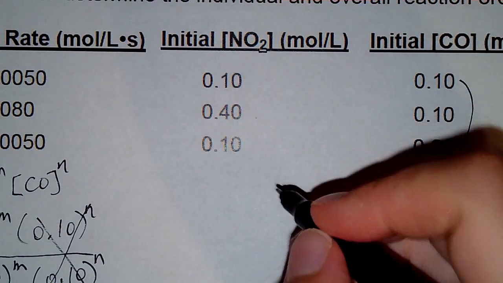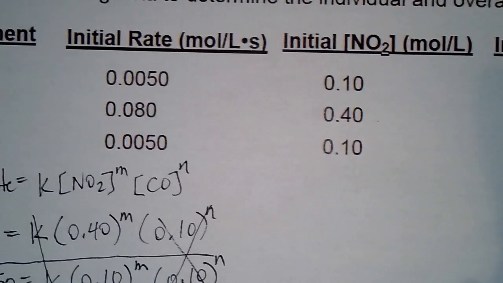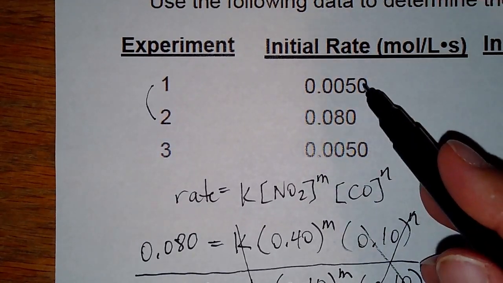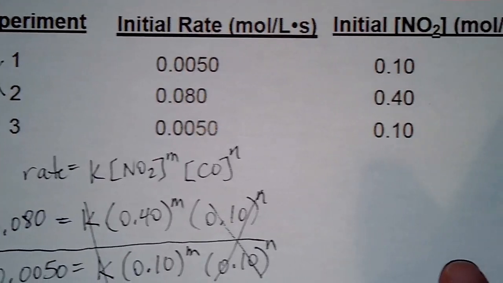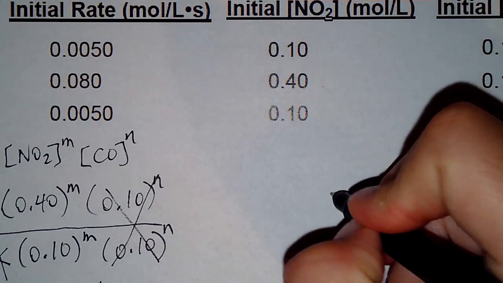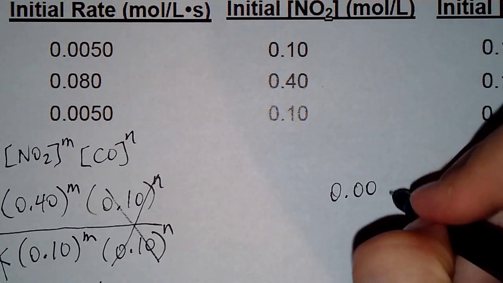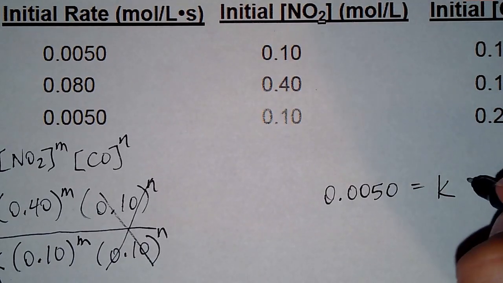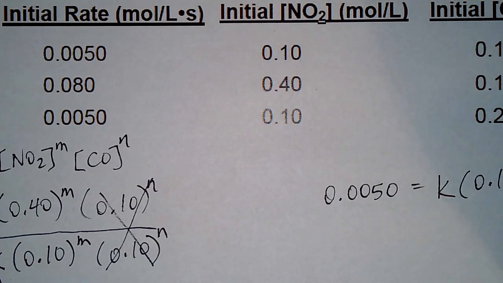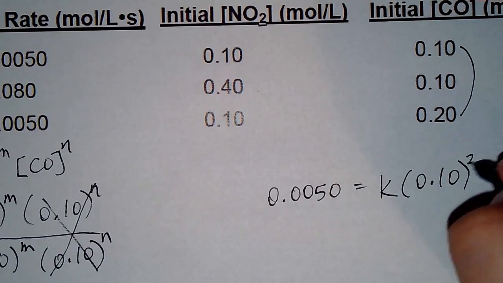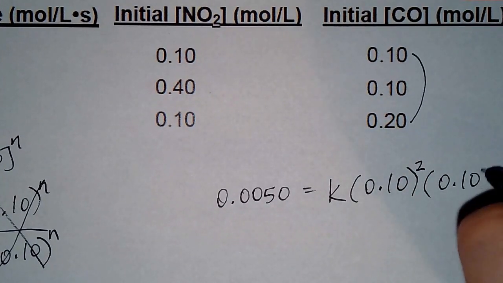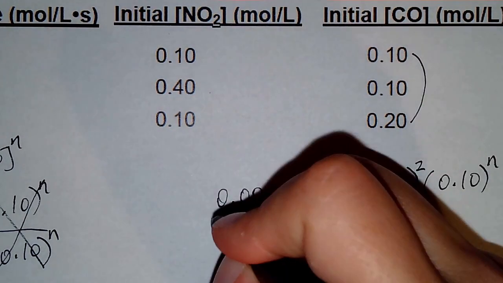So if we look over here at our rates, between 1 and 3 they're the same. So it doesn't matter what you put on the top. I like to put the larger number on top just so I don't get a decimal. But since they're the same, it doesn't matter. So I'll put experiment 1 on the top. So I'm going to fill in NO2, which is 0.1. And at this point I can write the second order if I like, or you can put M, it's not going to matter. And 0.1 for CO, that's to the N because we don't know what that is. And then I'm going to put experiment 3 on the bottom.